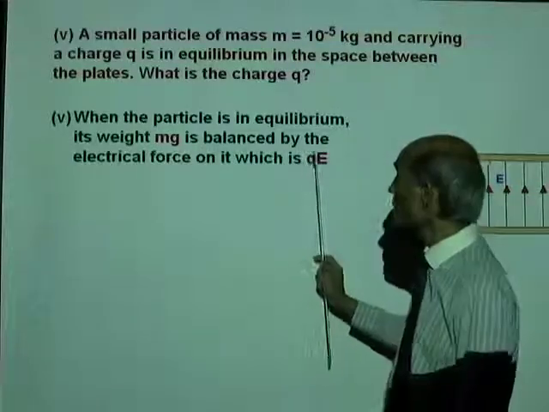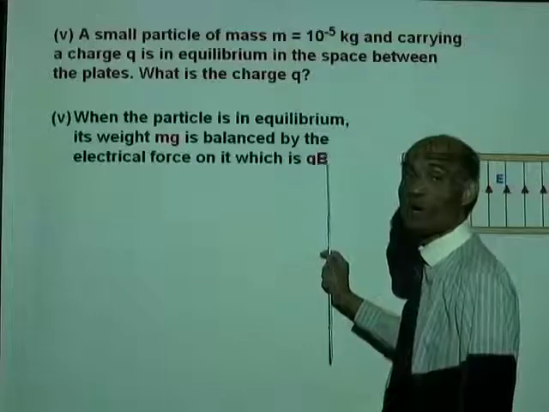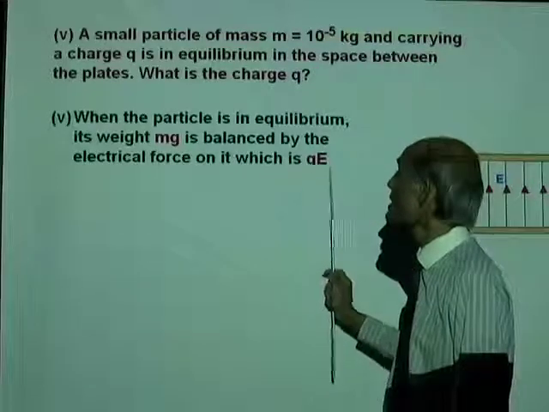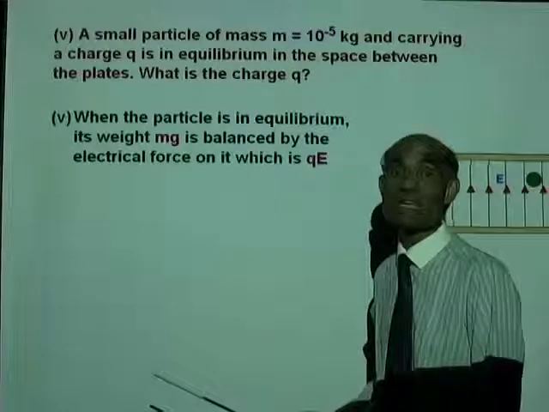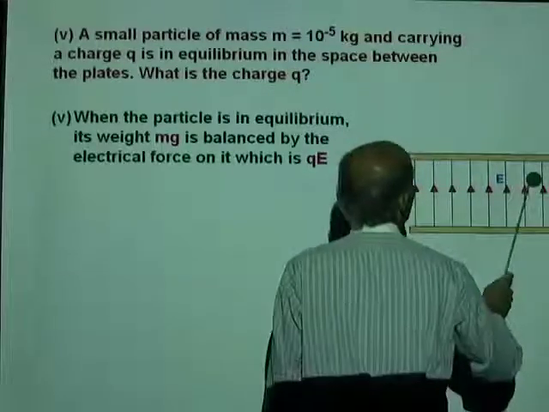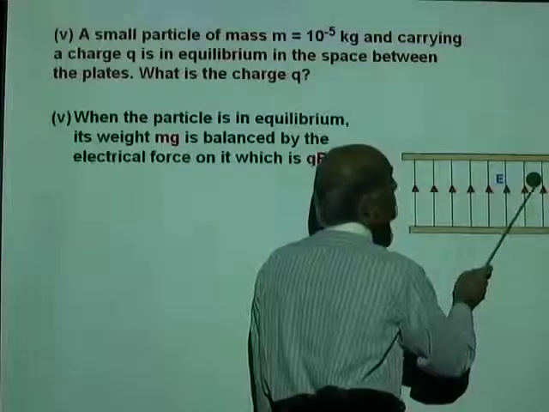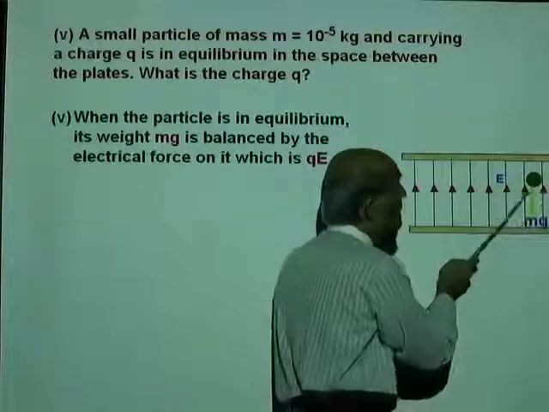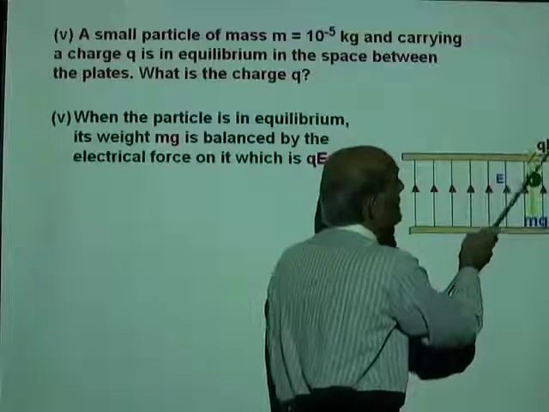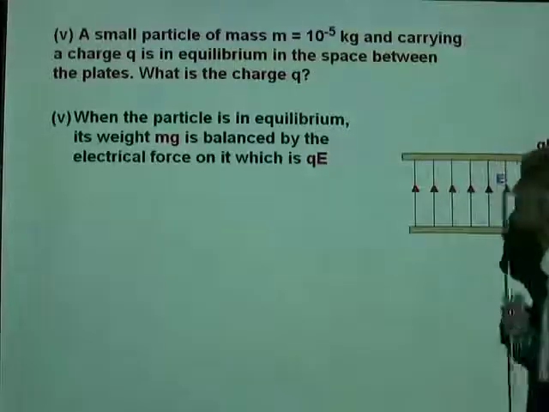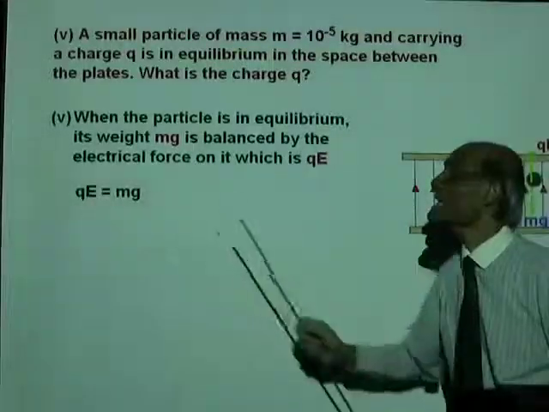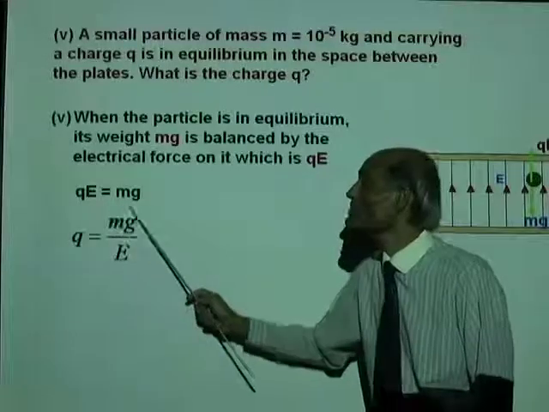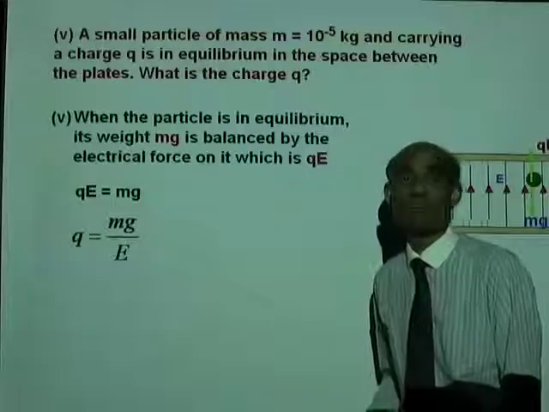You remember, when a charge q is placed in an electric field E, the force on it is q times E. So when a charged object is placed in the electric field, the weight mg downward is balanced by the electric force qE. So qE equals mg. Therefore, q equals mg divided by E.